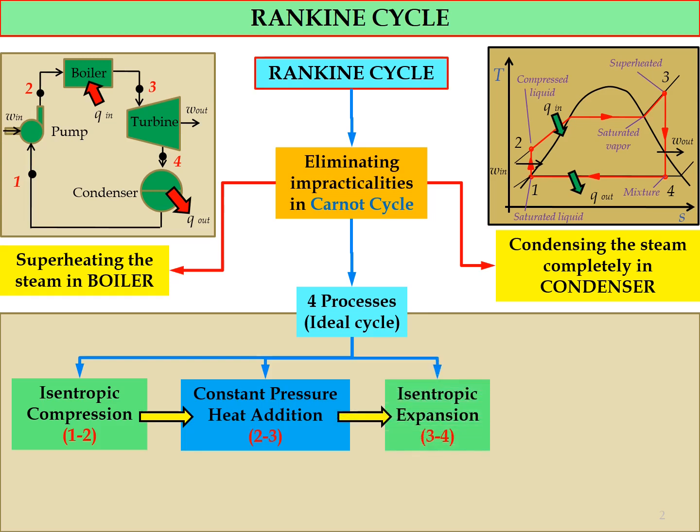Okay, so next, the third process is isentropic expansion. The process will occur in the turbine, in the steam turbine, from state number 3 to state number 4. And the process is isentropic because the entropy value at state number 3 will be equal to the entropy value at state number 4, because the process is the ideal process.